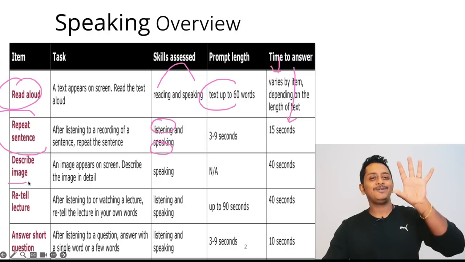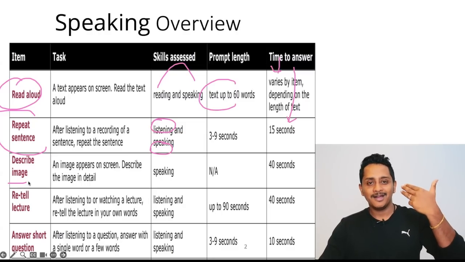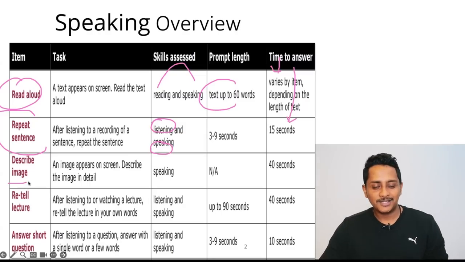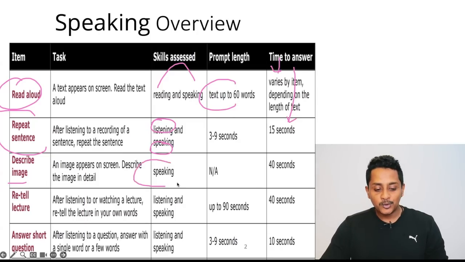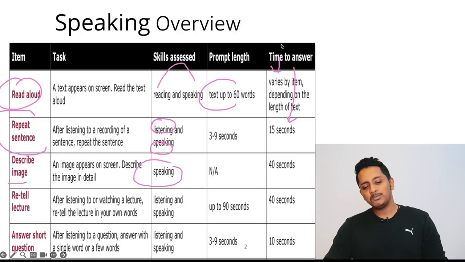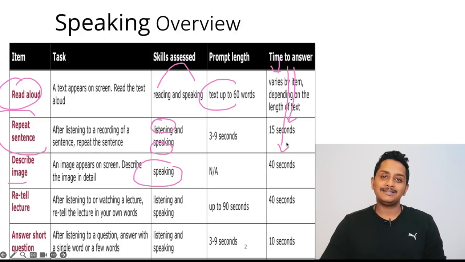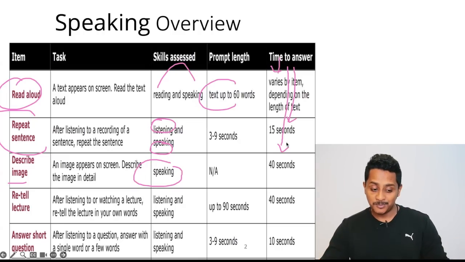Describe image: they're going to give you an image, the third part, and once the image is shown, 25 seconds will be given. Post that, you're supposed to start speaking. This contributes marks to only speaking. There won't be any prompt length; up to 40 seconds you can use to speak.